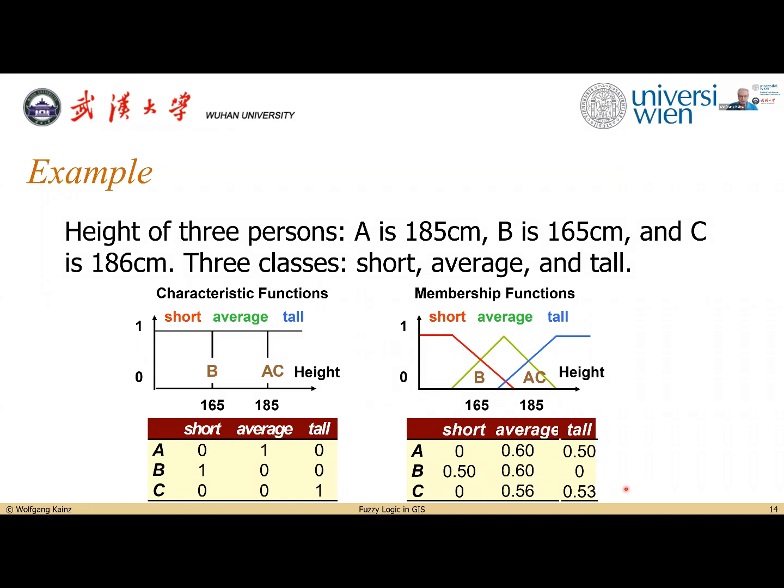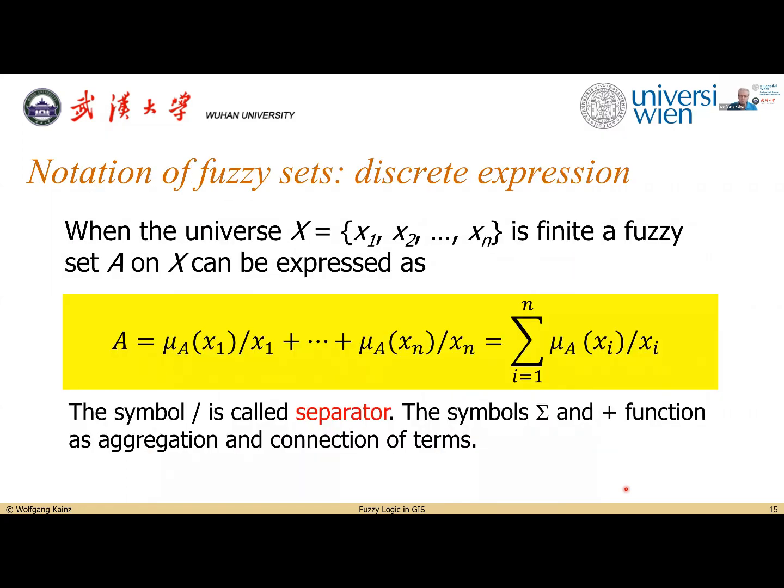Now, one more slide showing you how fuzzy sets are often denoted or written down in the literature. If we have a universe with members, elements x1 to xn, and that should be a finite fuzzy set A, then we can express this fuzzy set A by pairs of membership degree of a particular element. And we concatenate this using this plus symbol.